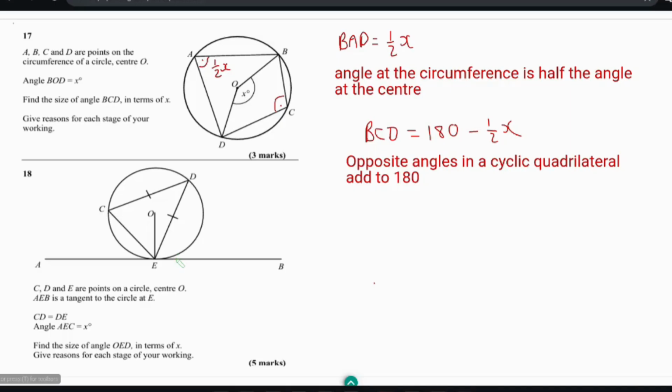Okay, last question, question 18. Right, we have C, D, E points on a circle centre O. AEB is tangent to the circle. CD equals DE, so it's an isosceles. Angle AEC is x. Find the size of angle OED in terms of x. Give a reason for each stage of your working out. Right, we have the alternate segment theorem. So we've got this angle here from a tangent.